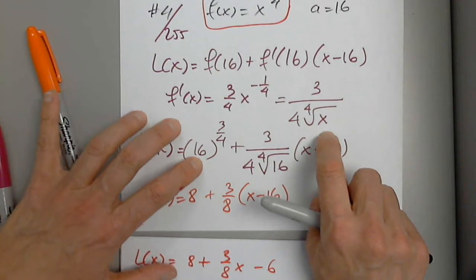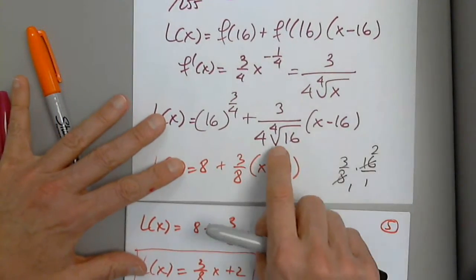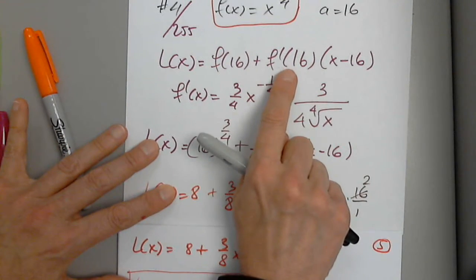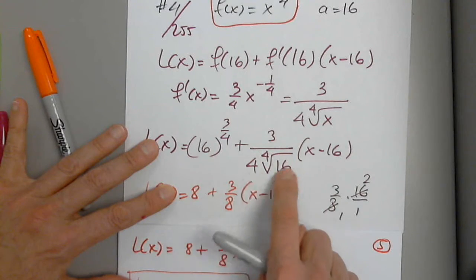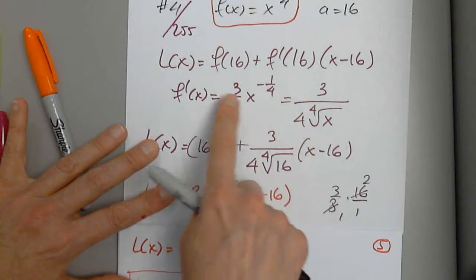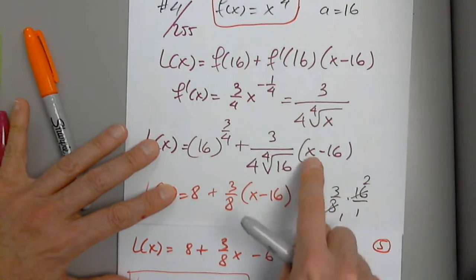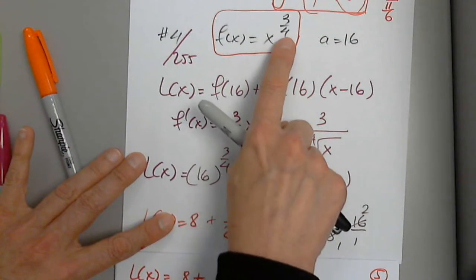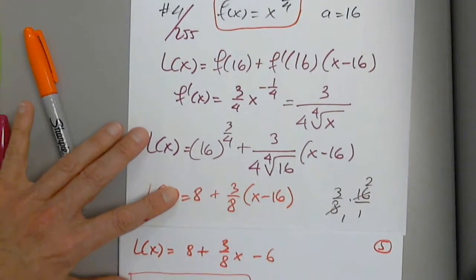Did I answer your question? Yeah, answered. Okay, so then I have to plug in 16 in f prime. It's this portion. Okay. So I plug in 16 in f prime. And then x minus 16 I just copied. And then I copied f of 16, 16 raised to 3/4. Is this better, everyone?